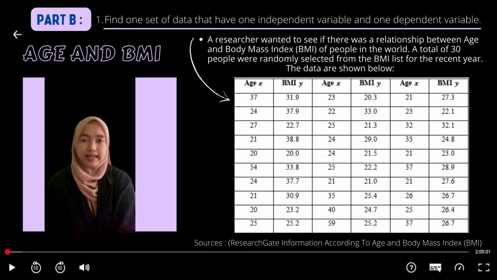Part B, question 1. Find one set of data that has one independent variable and one dependent variable. This data has one independent variable, which is age, and one dependent variable, which is body mass index, BMI.